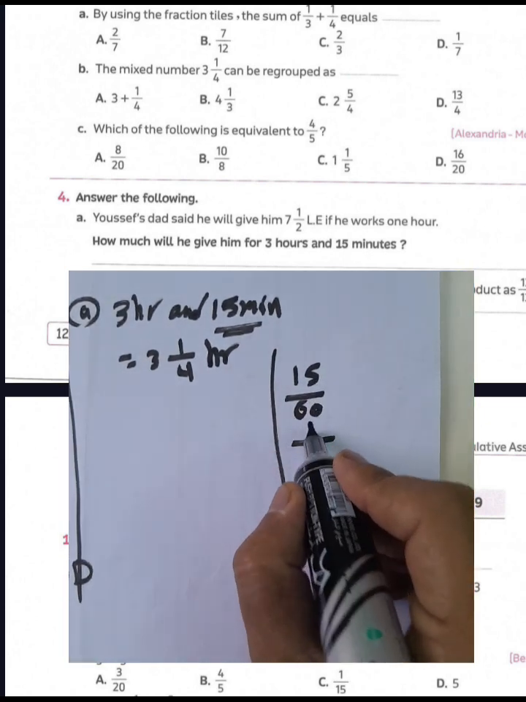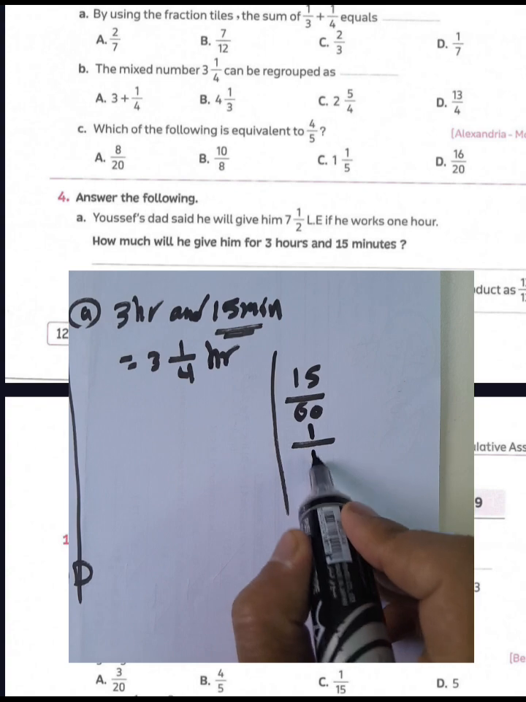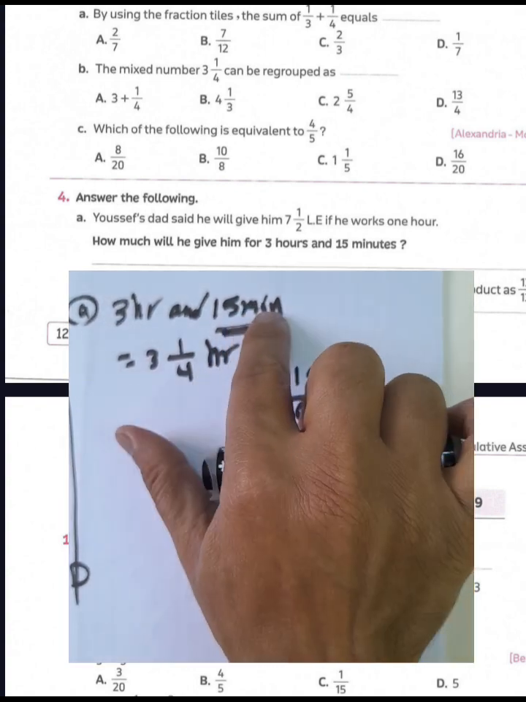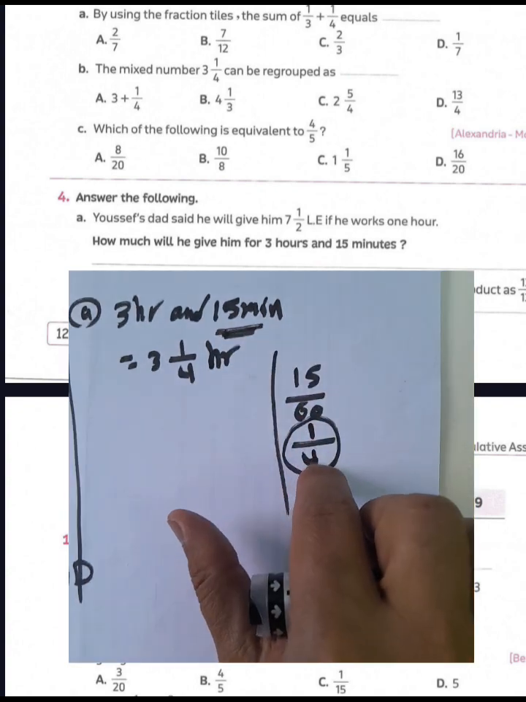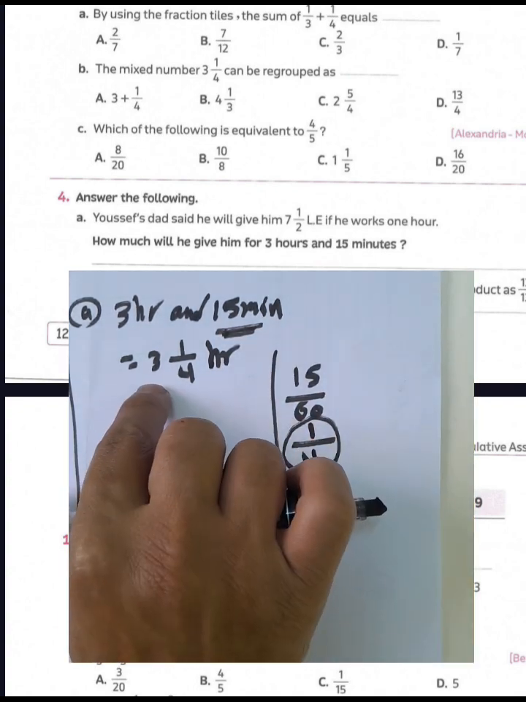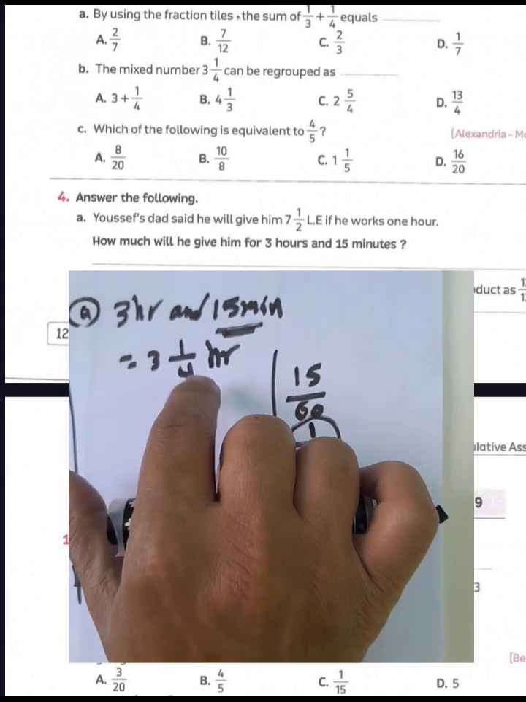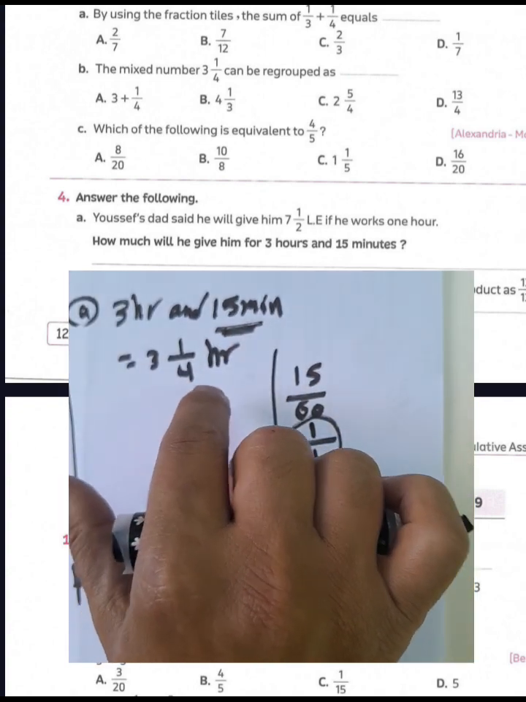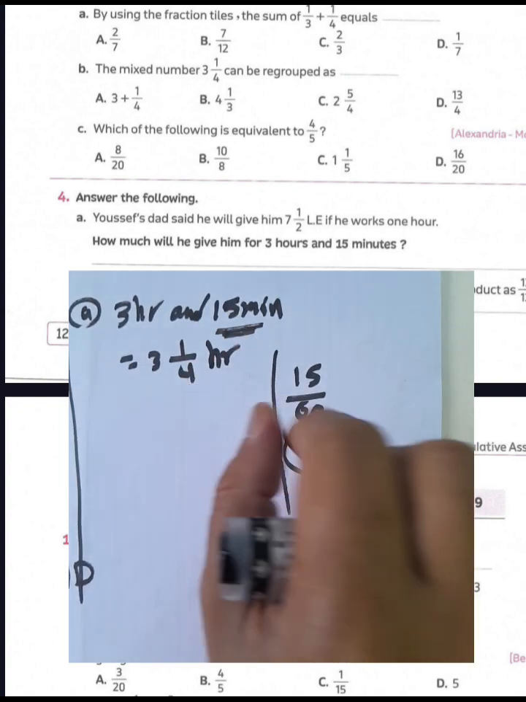15 divided by 15 equals 1, and 16 divided by 15 equals 4. Then 15 minutes, convert it from minutes to hours, divided by 60. It will be 1 over 4. Okay, then 3 and 1/4, he worked 3 and 1/4 hours. If he worked 3 and 1/4 hours, he will give him 7.5 in 1 hour.